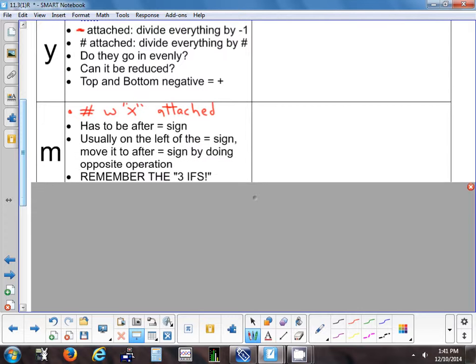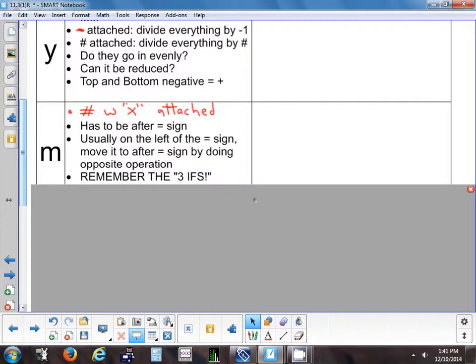We're going to go down. And again, we're going to move to the after the equal sign by doing the opposite operation, which we just talked about. Yesterday, we did slope, right? Isaiah told me y2 minus y1 over x2 minus x1. Slope formula, correct? Remember the three ifs that we talked about yesterday?